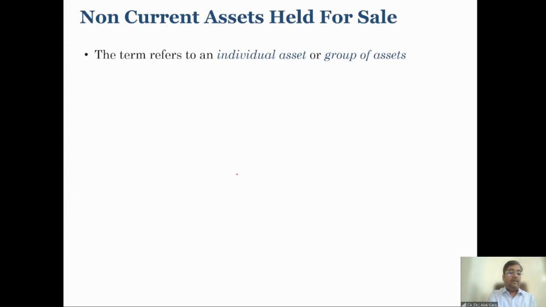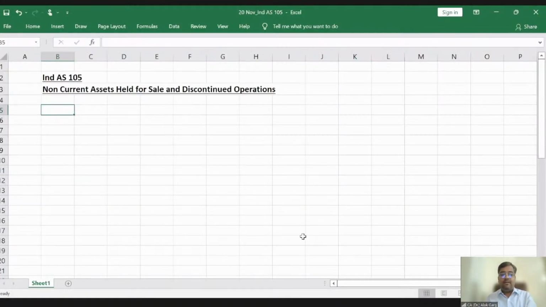So friends, let me move to my Excel file, and please tell me if my Excel file is visible. Then I'll go to the accounting part of it. But before the accounting part, I'll go to the recognition part, I mean the conditions of classifying an item as held for sale, right? I hope it is clear to everyone so far.